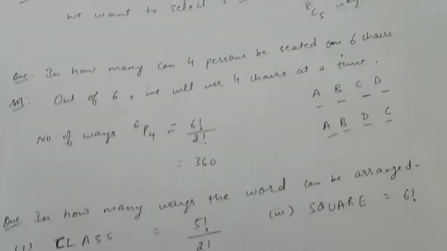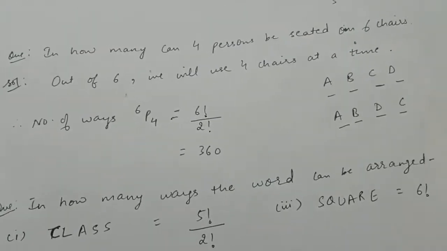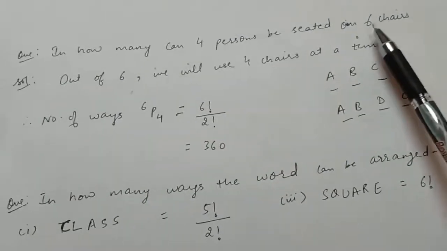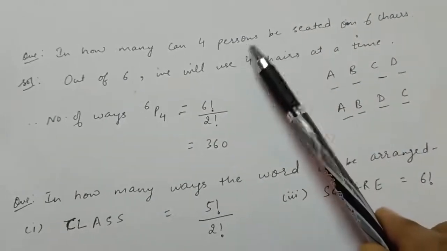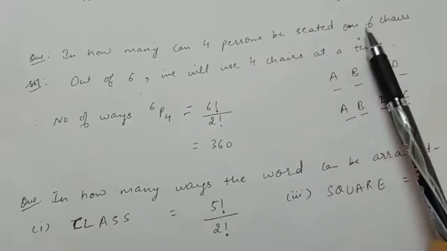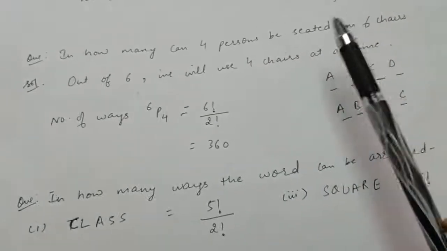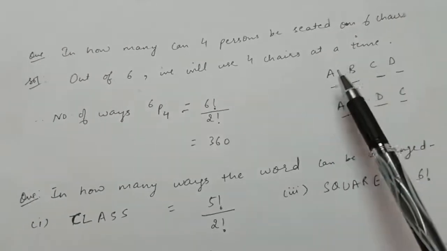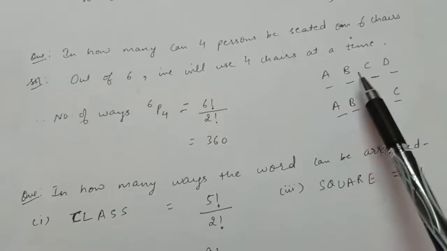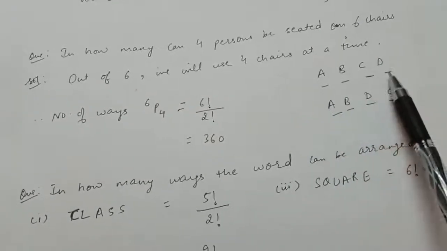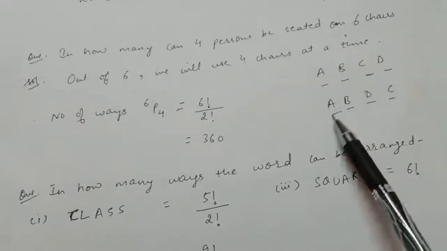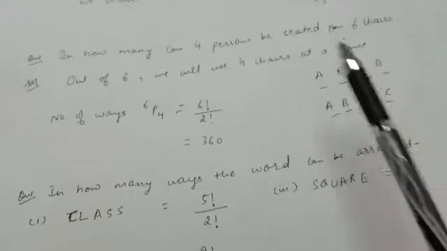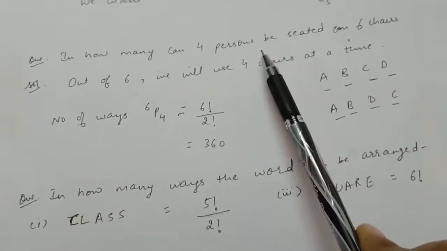Now the next is, in how many ways can 4 persons be seated on 6 chairs? Now this is the case of arrangement, because if the 4 persons are A, B, C, D, suppose, then either they can sit like A here, B here, C on the 3rd chair and D on the 4th chair, or A, B, D, C. This can also be one sitting arrangement, right? So in this case we will use permutation.